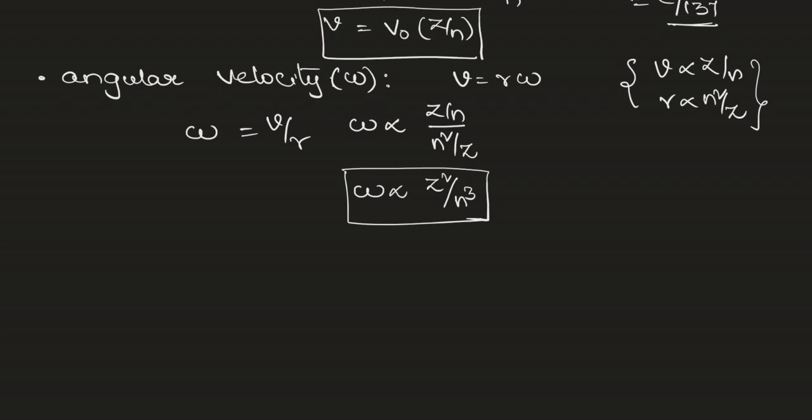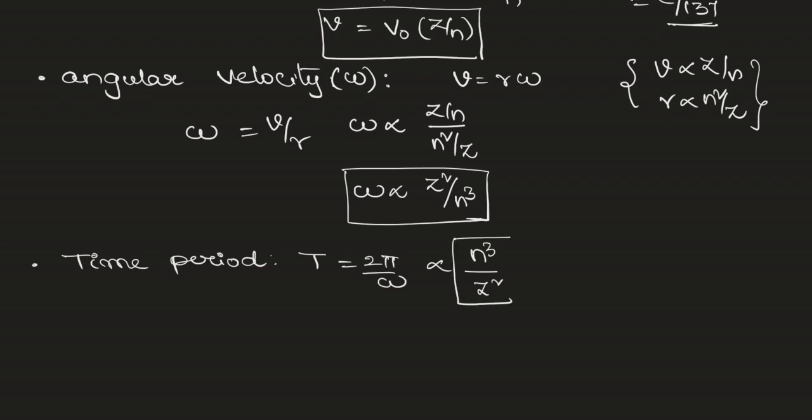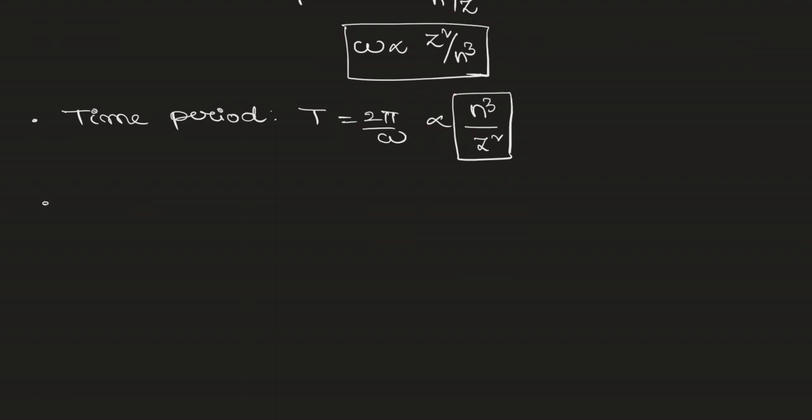Once you know angular velocity, they may ask you about time period. The time taken to complete one revolution around the nucleus, we'll call that the time period. How it depends on omega: T is equal to 2 pi by omega. So time period is proportional to n cube by z square. And once we know time period, they'll ask you about frequency.